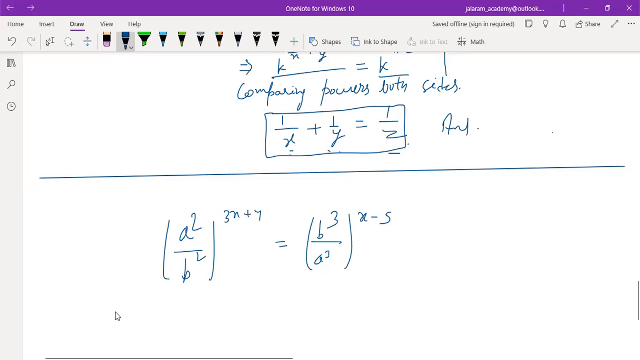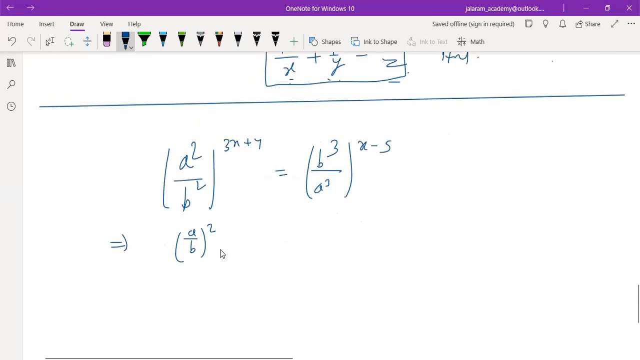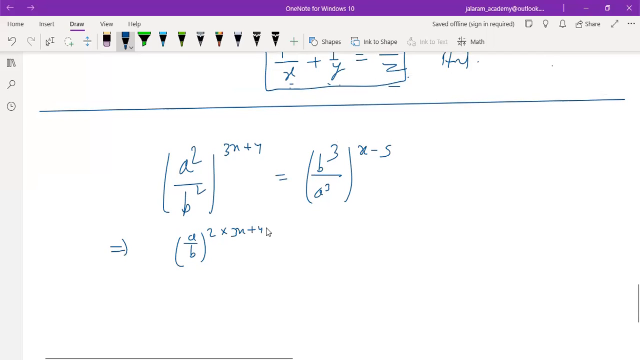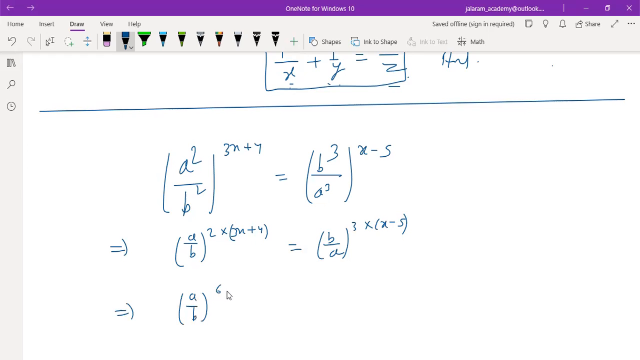So it implies we can write a by b whole square, and whole to the power 3x plus 4. So we know that it will be multiplied. So make a bracket, and b by a whole cube, whole to the power x minus 5. So x minus 5 will also be multiplied. So a by b whole to the power, multiply: 6x, 2 3 are 6x, plus 2 4 are 8, equals b by a whole to the power 3x minus 3 5 are 15. Is that clear to you?